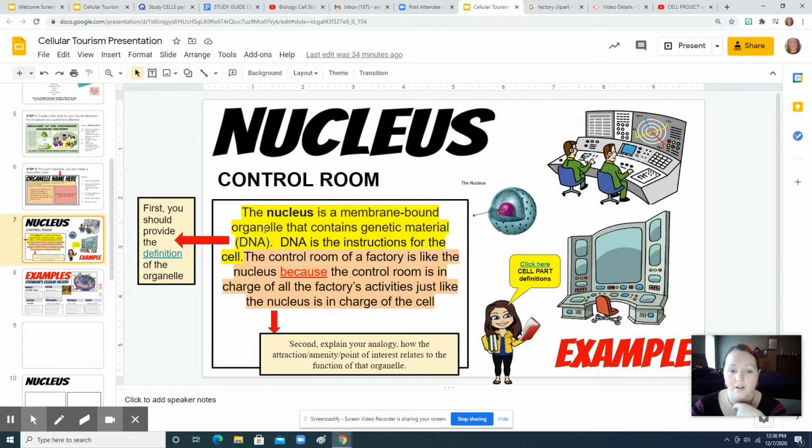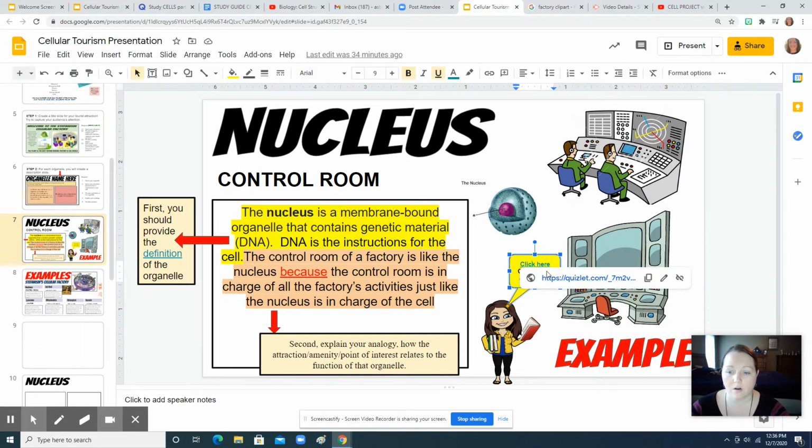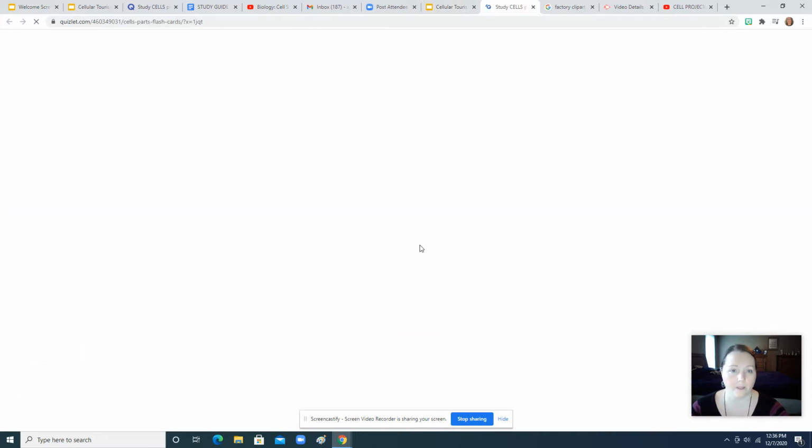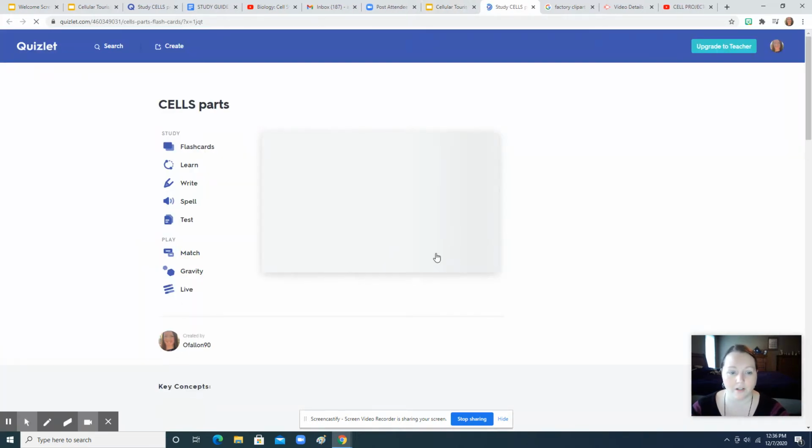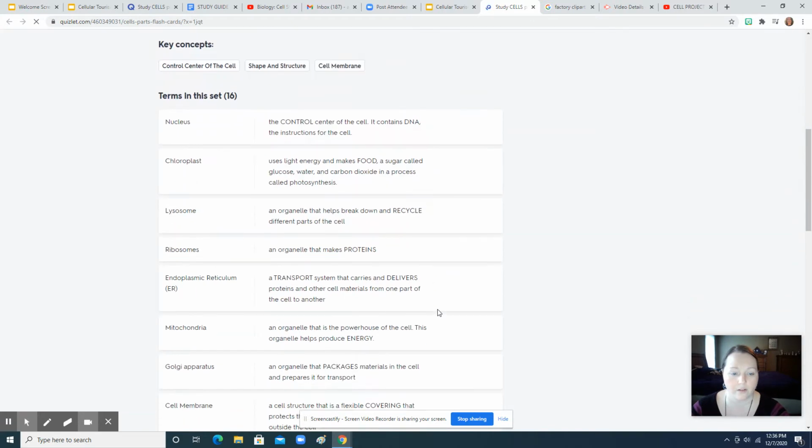You can see here it says in the yellow, the nucleus is the membrane-bound organelle that contains genetic information, DNA, and DNA is the instructions for the cell. So you're first going to provide a definition and job description of that organelle. You can see on slide 7 that there are links available to take you to Quizlet. This is going to give you the exact definitions and functions of what those organelles do.